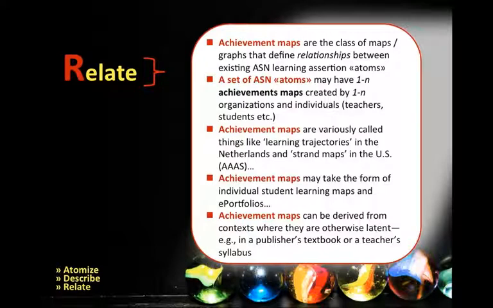So a given set of achievement standards that have now been broken apart and described can have 1 to n achievement maps. They can have many of them, created by 1 to n organizations and individuals, teachers, students. Achievement maps all exist, but they're called by different things. I think in the Netherlands you have a thing called learning trajectories. Those are for us achievement maps. You'll see in the U.S. there are things like strand maps. The AAAS, with their benchmarks for science literacy, create strand maps or pathways through this data.